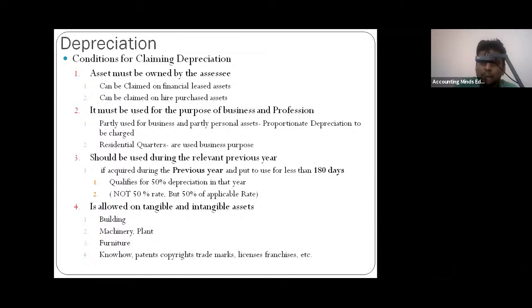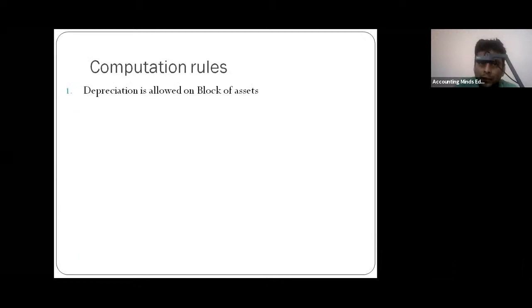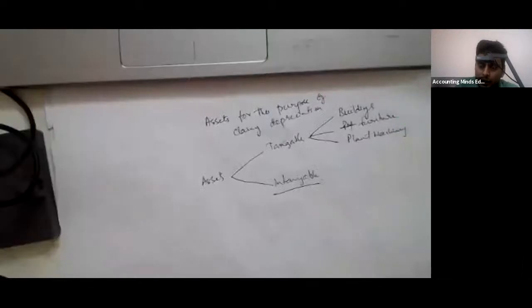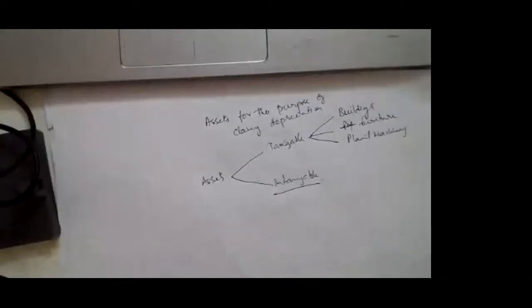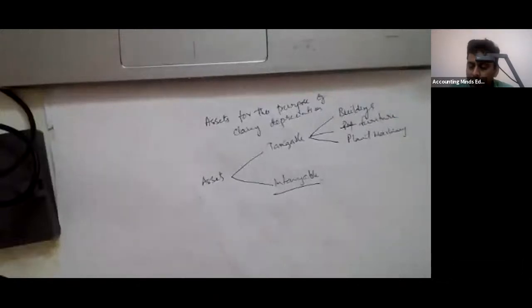Done. What are the computation rules? When it comes to computation, depreciation is allowed on block of assets. Now, what is this block of assets? Let us see. For example, there are three categories. What are the three categories? Buildings, plant and machinery, and furniture.